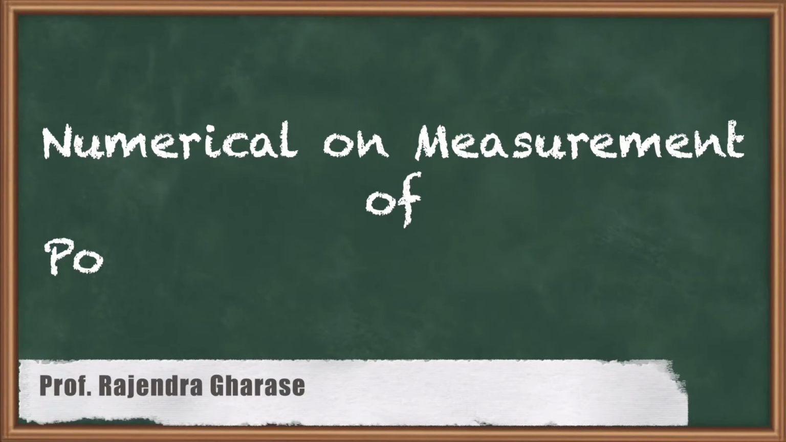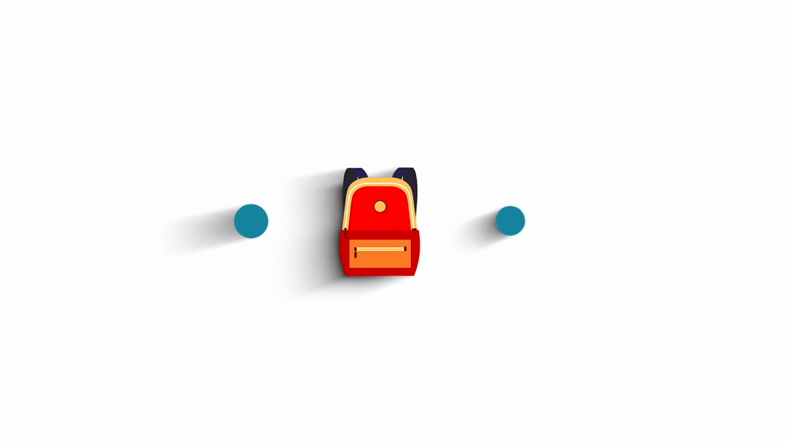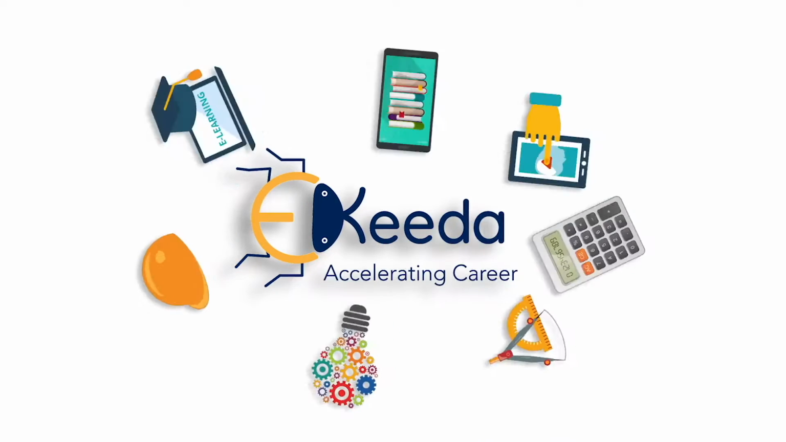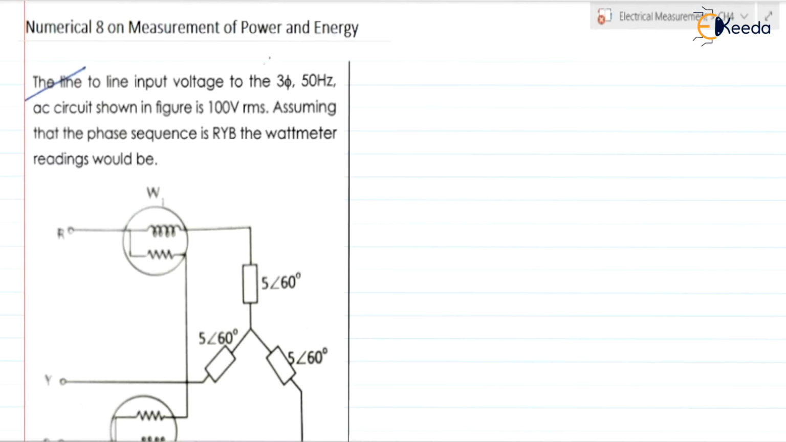Hello friends, in this video we are going to discuss the numerical related to measurement of power and energy. So let us read the numerical. The line to line input voltage to the 3-phase 50 Hz AC circuit shown in the figure is 100 volt RMS. Okay, so the line voltage is given.